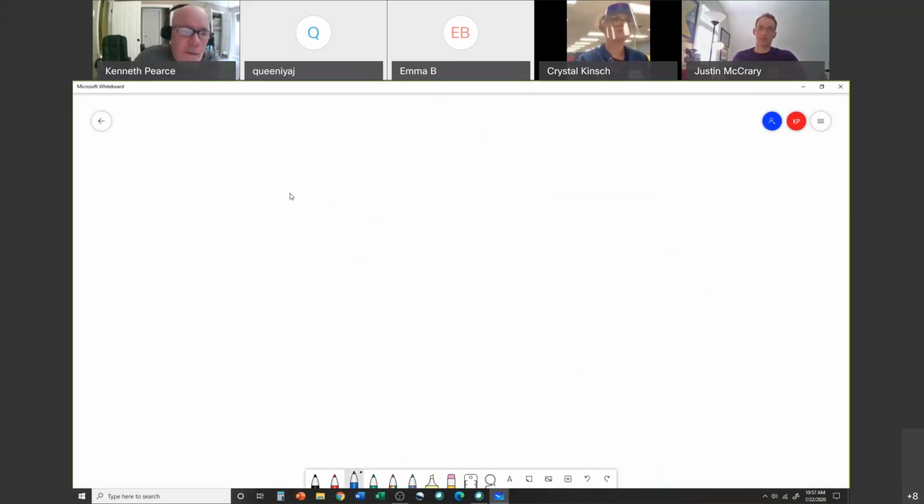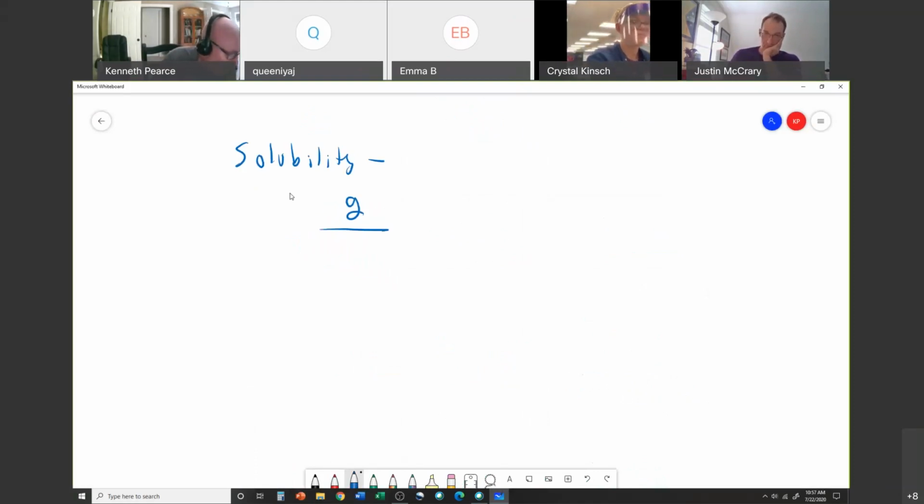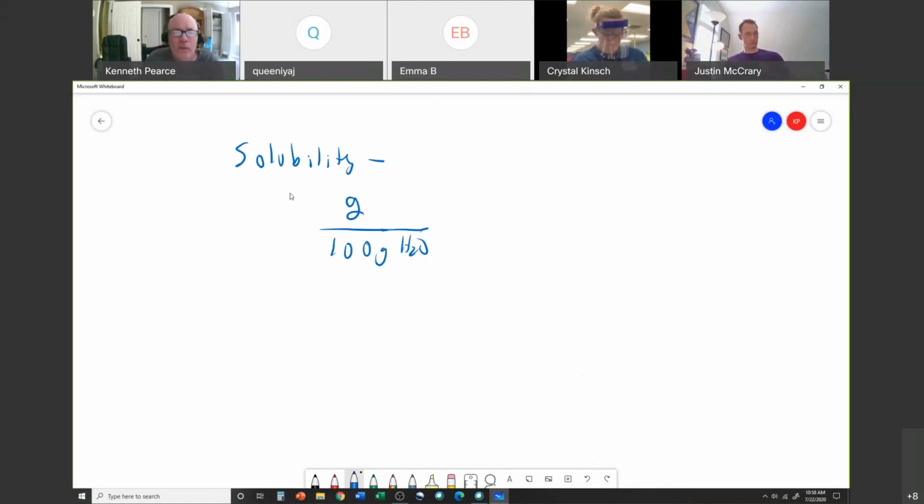So here we go. Generally, we talk about solubility. And usually that's grams. And what are they using in this textbook? Is it grams per 100 milliliters or grams per 100 grams? Let's go with grams per 100 grams of H2O. Depends on who you talk to, whether you're going to use grams per 100 milliliters or grams per gram.